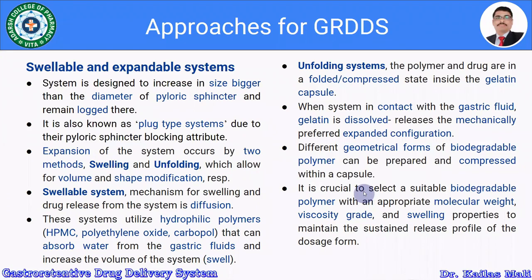As the name indicates, the formulation is going to swell in the presence of gastric fluid, gastric juice. The system is designed to increase in size bigger than the diameter of the pyloric sphincter and remain locked there. The diameter of the pyloric sphincter is approximately 5 mm to 13 mm, so whatever the size of the formulation, it is greater than 13 mm.